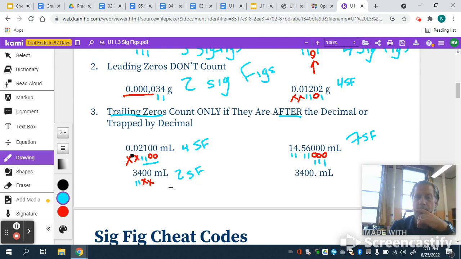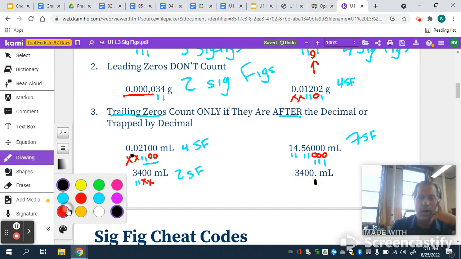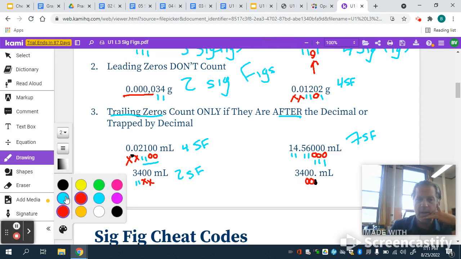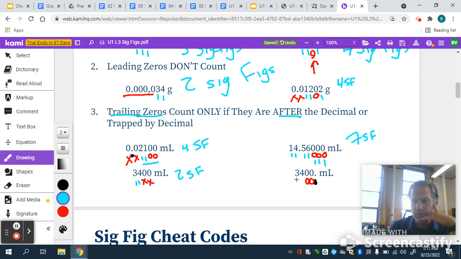Okay. But the decimal at the end of 33,400 right here is trapping those zeros into the number itself. So these zeros are significant. And so this number has 3, 4, 0, 0. It has 4 total sig figs. So this number has 4 significant figures.